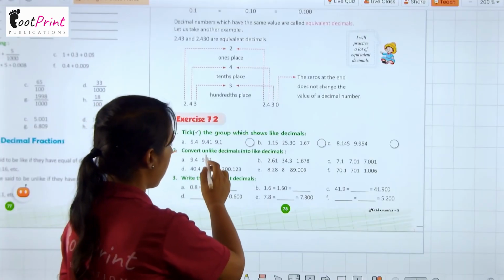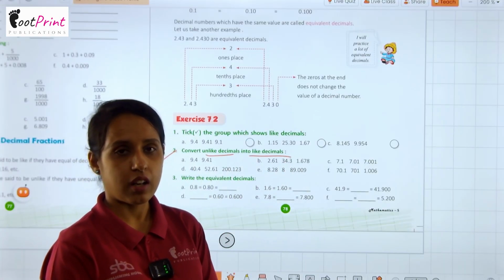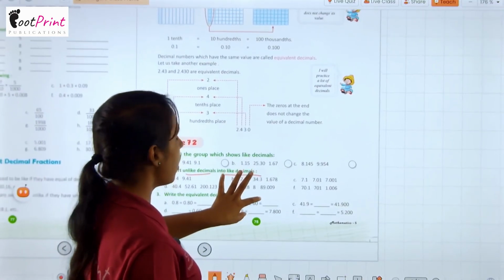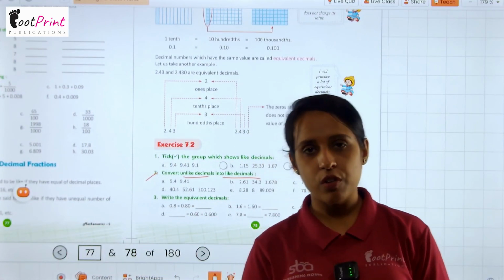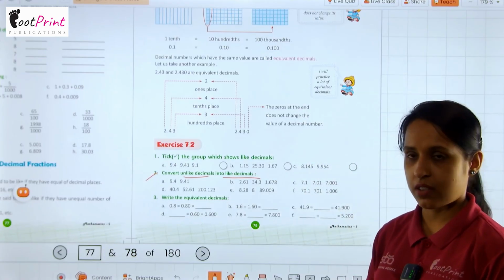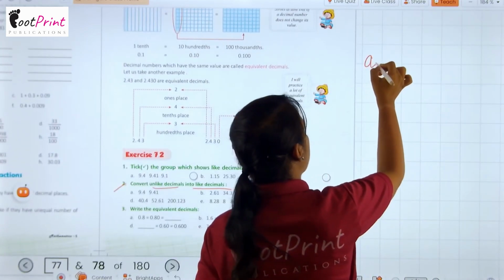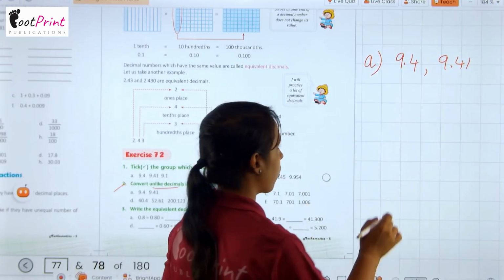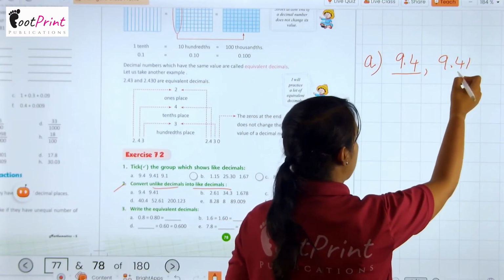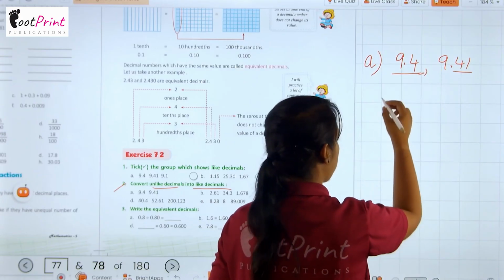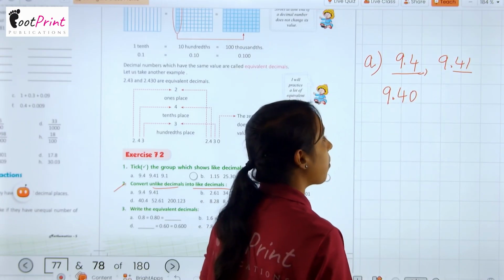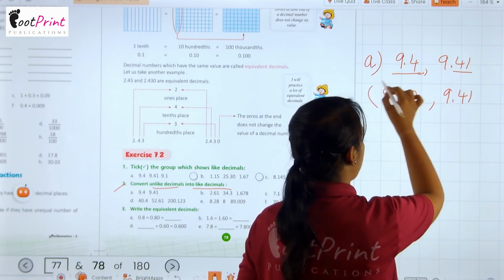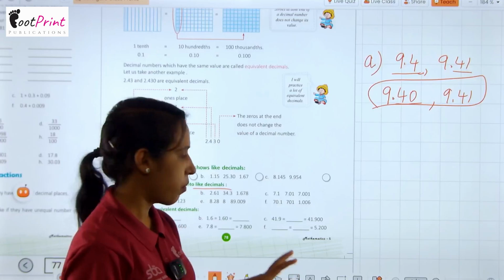Okay, convert unlike decimals into like decimals. Now what we have to do is convert unlike decimals into like decimals. We know that when we put 0 or remove 0 at the end of the number, it doesn't change the value of the decimal number. In the same way we have here 9.4 and 9.41, and we have to make them like decimals. How will we do it? Decimals are like when, just as here there are 2 places, there will be 2 places here too. So we can put a 0 after 9.4, and it becomes 9.40, so there are 2 decimal places, and in this also we have 2 places. So now we have converted them into like decimals. Okay.